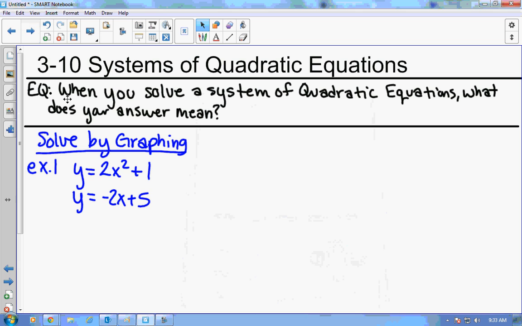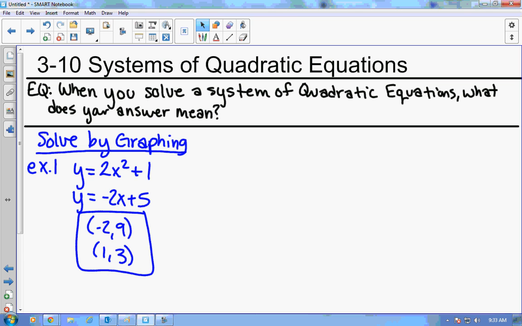Okay, so on our notes, let's write down some steps. How did we just do that? Our solutions were -2, 9, and 1, 3. How did we find those solutions? What was the first thing we did?